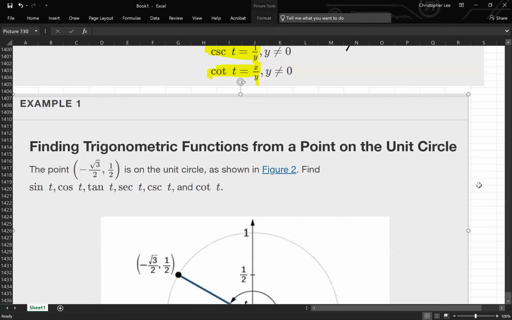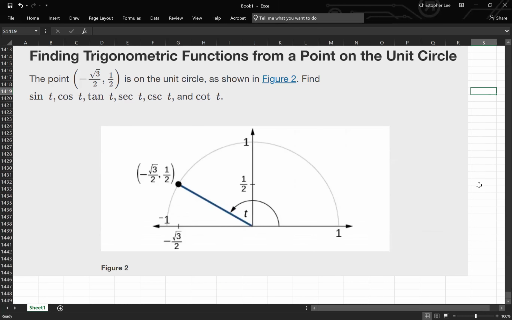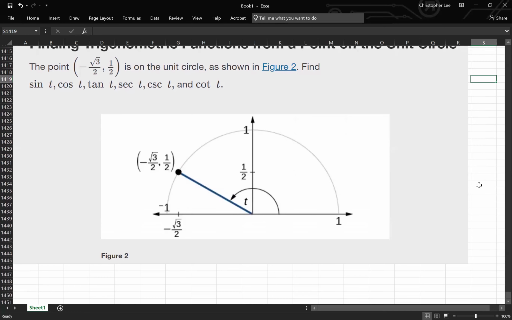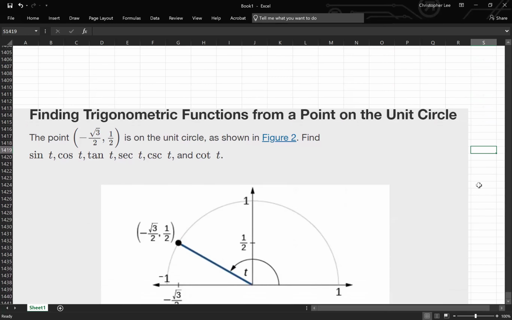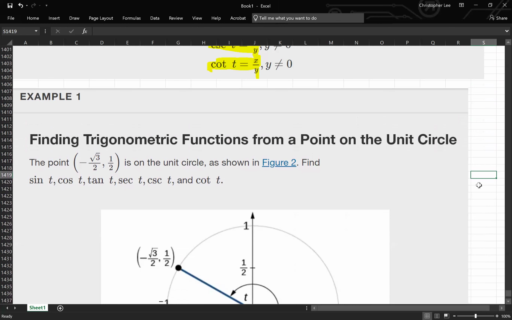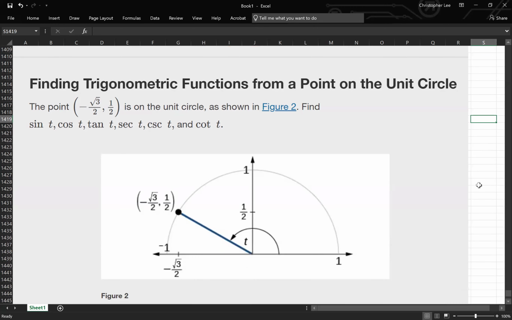So here in this example, we're finding the trigonometric functions from a point on the unit circle. The point is going to be negative square root 3 over 2 and 1/2. It's on the circle. There it is, nice and pretty for us. We want to find all the trigonometric functions: sine, cosine, tangent, secant, cosecant, cotangent. We want to find everything.